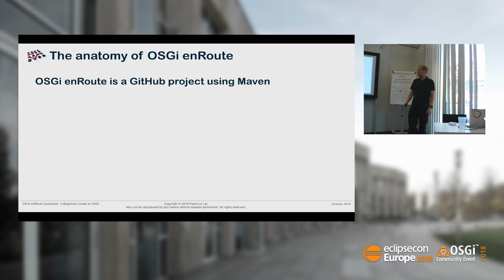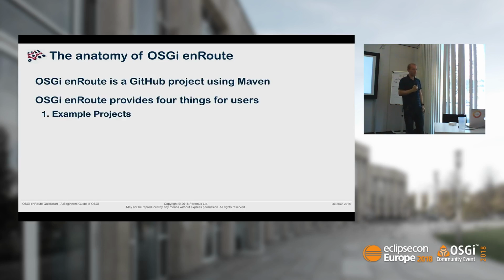So enRoute is a GitHub project which is using Maven to provide 4 things. Some example projects. So this is how you can use some of the core, not only the core, but also the compendium specifications that you probably want to be using to accomplish common tasks. A bunch of archetypes to make it easy to set up these projects in vaguely the right way, so you're not constantly fighting the tools as your first few steps.